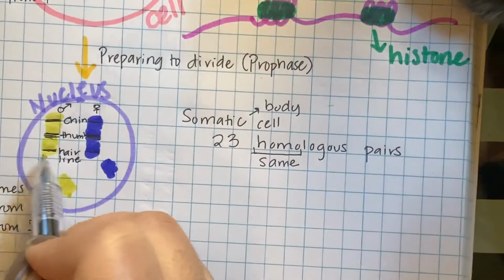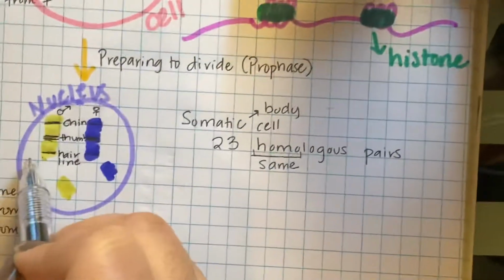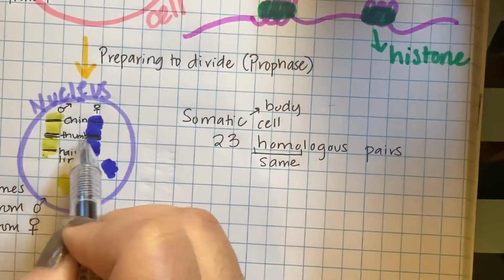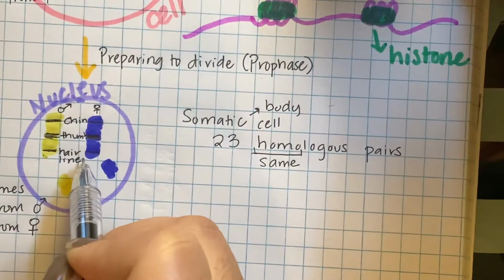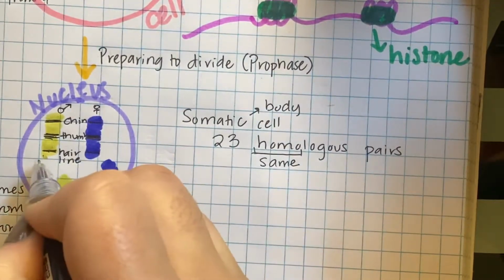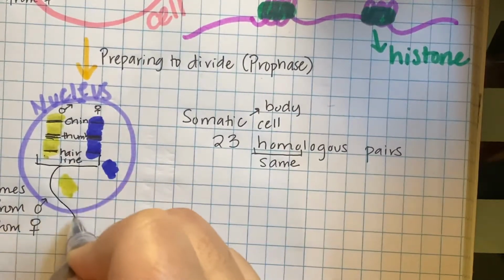So we pair up these chromosomes based on a few things. We pair them up based on their length, because if they carry the same amount of genes, they're going to be approximately the same length. And then we also pair them up based on their banding pattern, because that's showing the density of DNA in different spots. So these two right here, we would call a homologous pair.